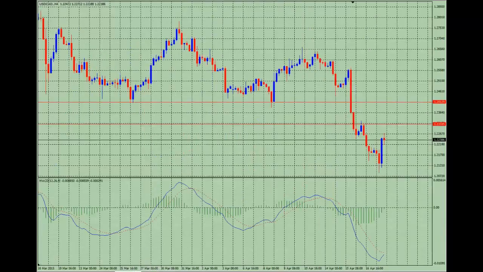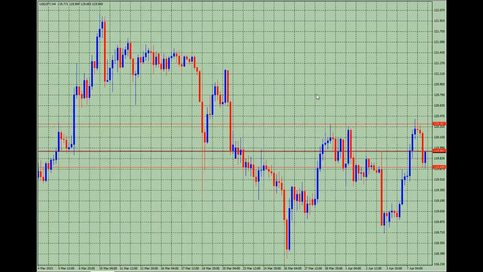Let's go and look at the CAD. The CAD is showing some sizable strength against the US dollar, especially if we look on this 4 hour chart for what happened on Wednesday. We saw price fall from the 125.60 level down to the 121.20. So that's a good 440 point drop this week on the US dollar CAD. So the US dollar is starting to show some weakness out there in the marketplace. No matter what its statistics are showing, it's actually starting to show some weakness.